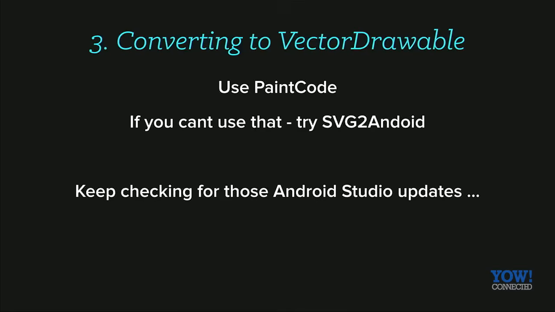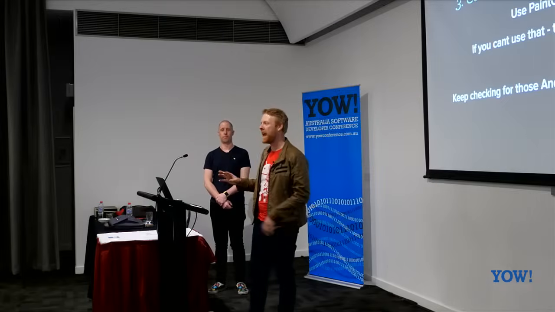For converting those SVGs over to vector drawables, use PaintCode. If, for whatever reason, you don't want to use PaintCode, use SVG to Android. And always be clicking on that upgrade button in Android Studio, because any day now, upgrades are going to come to that SVG import process inside there, and everything's going to be all sunshine and rainbows.